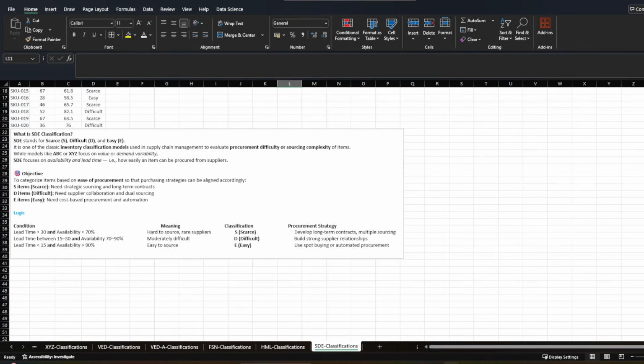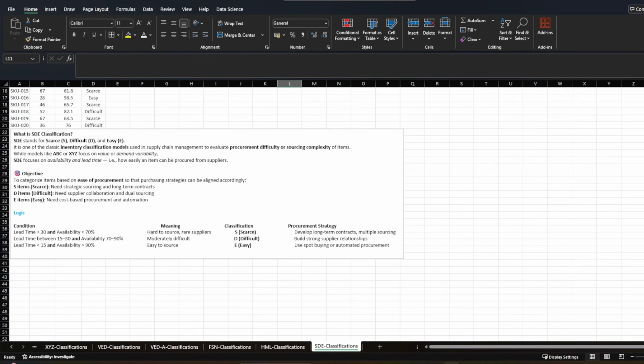That is, how easily an item can be procured from a supplier and used. So what's the objective of doing SDE analysis? It is to categorize items based on ease of procurement so that purchasing strategies can be aligned accordingly. S items, which are the scarce items, need strategic sourcing and long-term contracts. D items are difficult, which need supplier collaboration and dual sourcing. You want multiple suppliers, so that if one supplier is denying the delivery, you have others. Then there are easy items. You know that there are multiple suppliers available. They can give you the delivery whenever you ask them. So it is very easy.